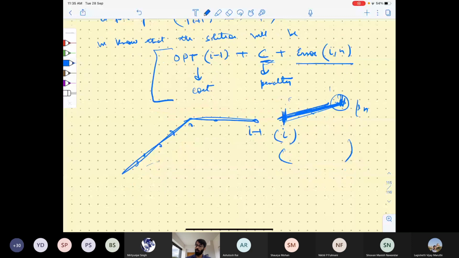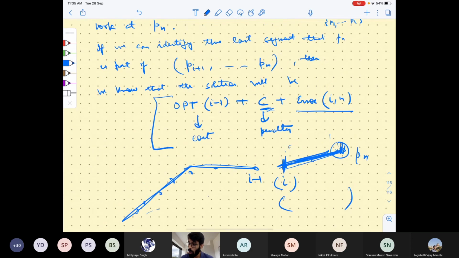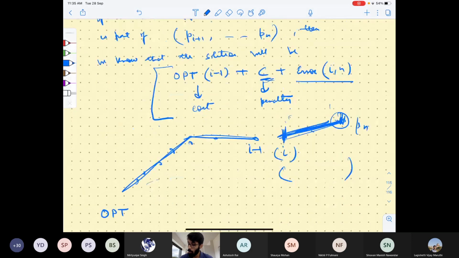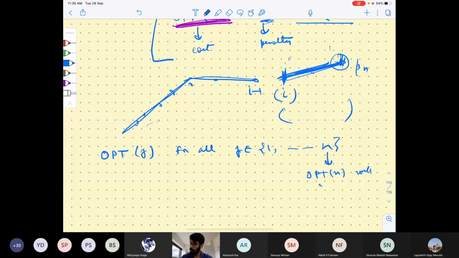So this is the reasoning that we do for the nth one, but the similar reasoning we can now do for computing any opt of j. So we want to compute opt of j for all the smaller ones, because we want this opt of i minus 1. So we want to compute opt of j for all j in 1 to n. These are the subproblems, and opt of n will give us the answer.